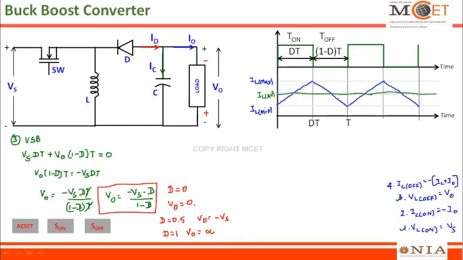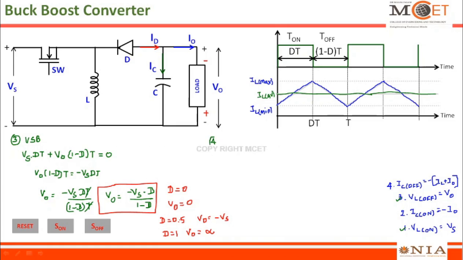That is, it acts as a buck converter as well as a boost converter. Between 0 to 0.5, it acts as a buck. From 0.5 to 1, it acts as a boost converter. This is one of the important understandings of this buck boost converter. The other name of this buck boost converter is step up down converter.